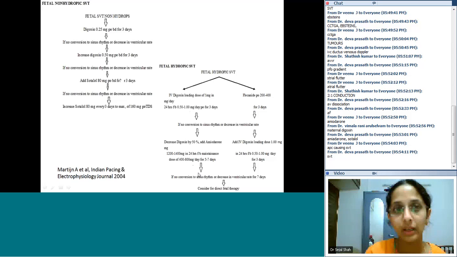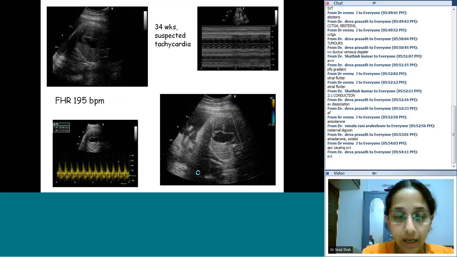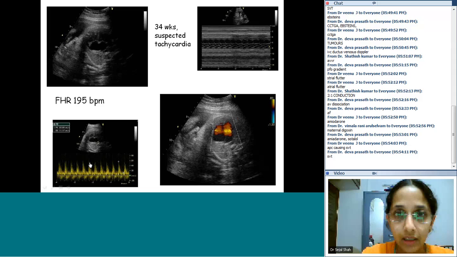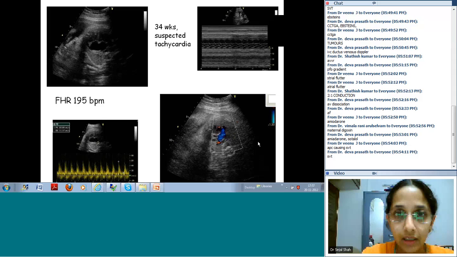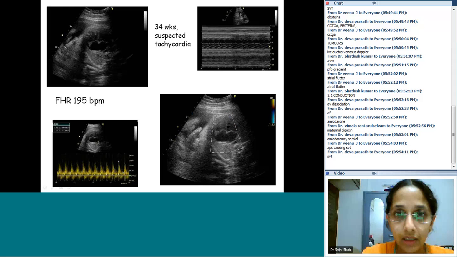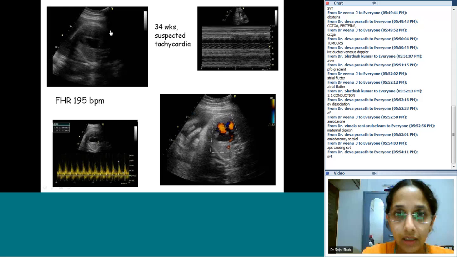Okay, so coming to the next slide, we can see one running image. This is a 34-weeker referred for suspected tachycardia, and as you can see, on M mode and Doppler, the rates were around 195 beats per minute. Okay, so you can see here in this figure, this is the color Doppler of the 4-chamber view. This is a structurally normal heart. Heart rate of 195 beats per minute. What is the possible diagnosis?